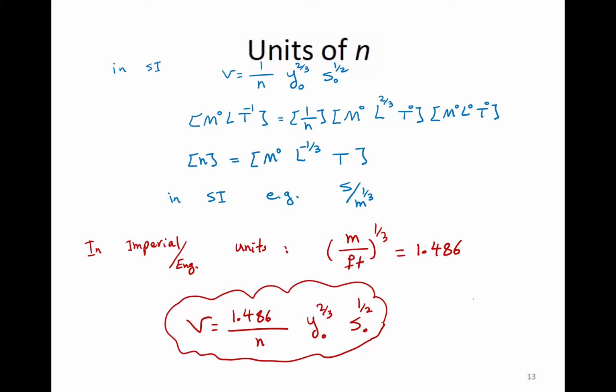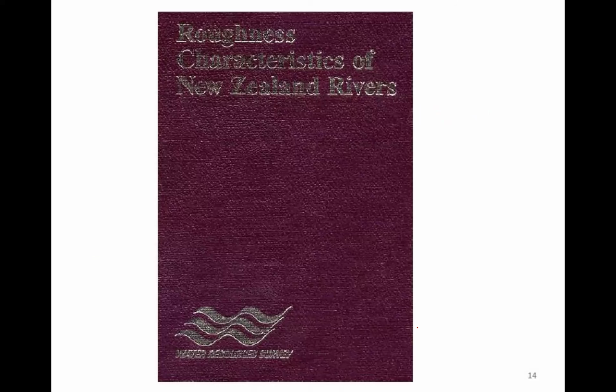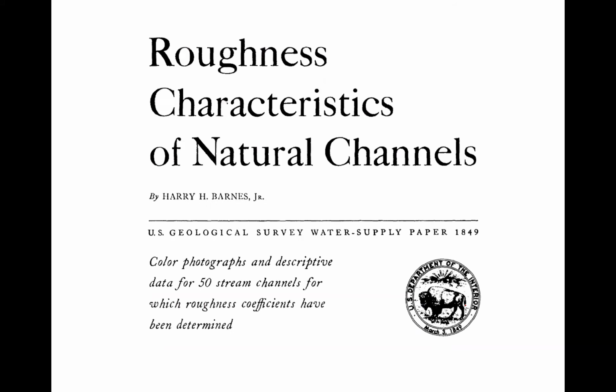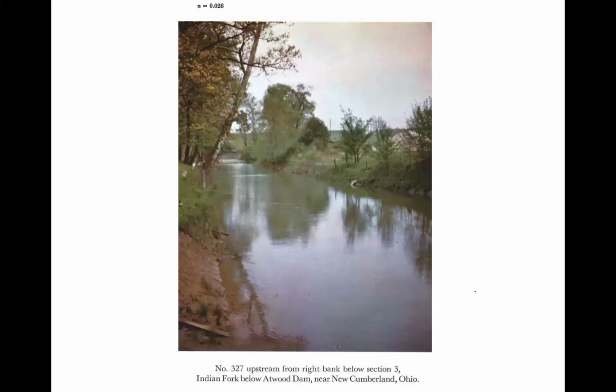I have a bunch of images now just to give you an idea of what kind of Manning's N we're looking at in different rivers, and these are taken from this book. This is New Zealand, but that doesn't really matter. The same idea applies to all rivers on the planet. This is another reference from USGS. I think I put a copy on Canvas, so you might be able to see that. A stream like this looks pretty much straight. On the banks, we don't see too many big roughnesses. We don't see boulders or big roughness elements. This corresponds to an N value of 2.6.